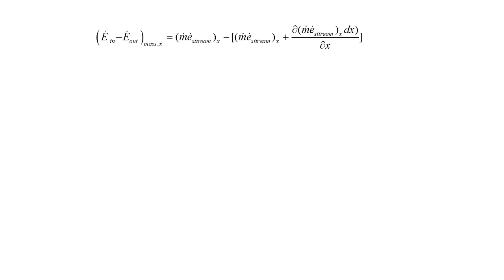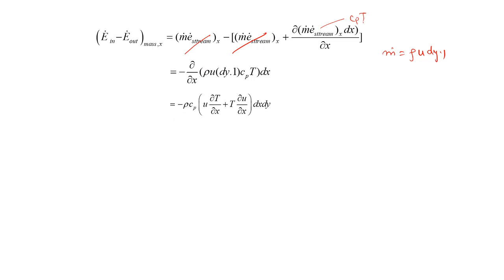Whatever mass energy is coming in, whatever is going out, is equal to the difference, and we can say these two will cancel out and we have this term. We have already discussed that this mass flow rate is equal to rho times u times dy times 1, and the energy stream in the previous slide is equal to Cp times T. So we have this term. Next, rho and Cp are constants, so we can take them out of the differentiation and differentiate the remaining terms, u and temperature. We have this relation.